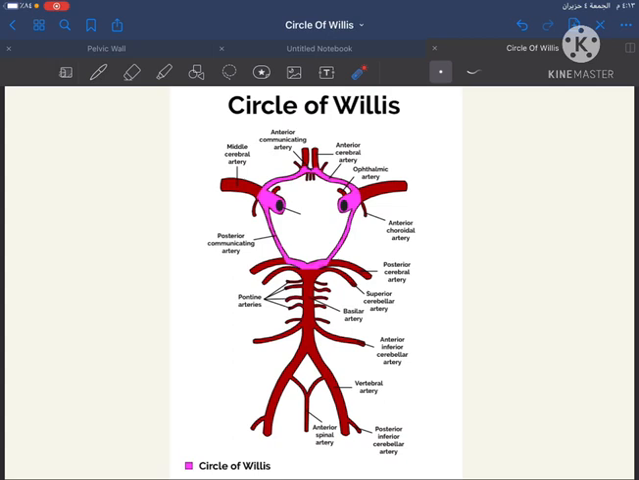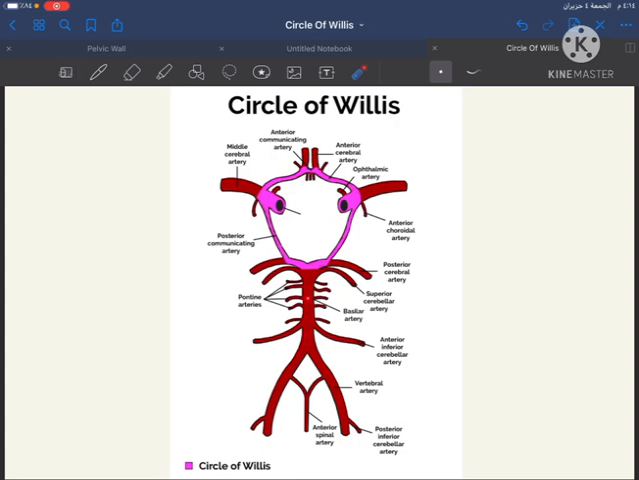Another branch from the vertebral artery is called the posterior inferior cerebellar artery that provides blood supply to the cerebellum. The vertebral arteries ascend on the medulla oblongata and reach the inferior border of the pons to unite together to form the basilar artery.